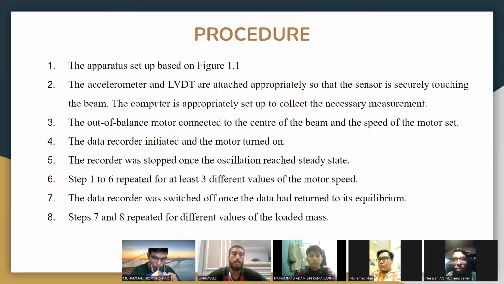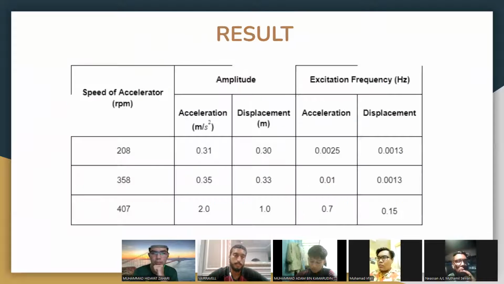Step 5, where the recorder was stopped once oscillation reaches steady state. And then we must repeat step 1 to step 6 for at least 3 different values of the motor speed. So the data recorder was also switched off once the data had turned into its equilibrium state. So the last step will be step 7, and step 8 must be repeated for different values of loaded mass. That's all.